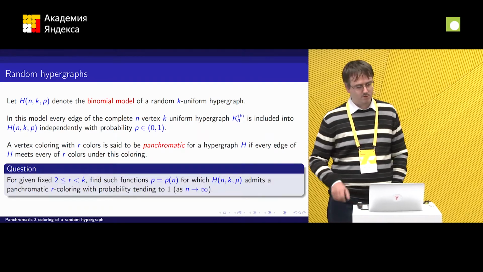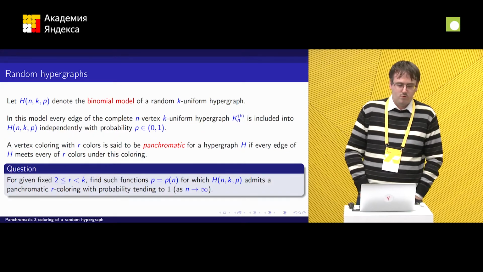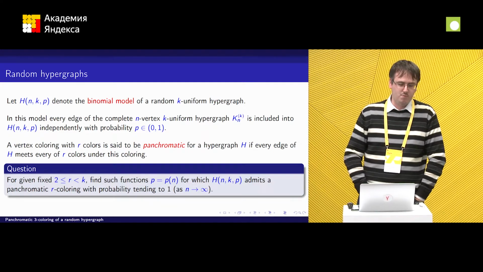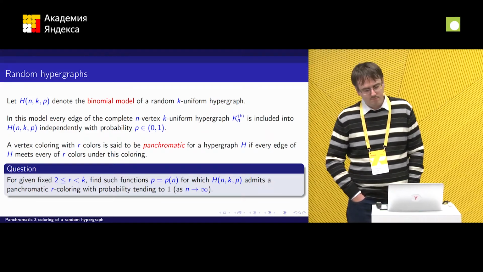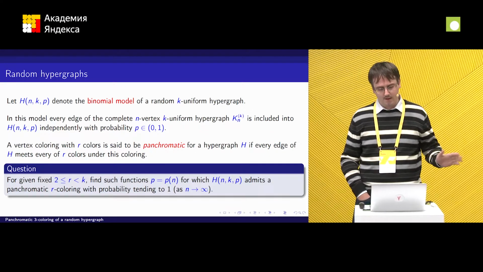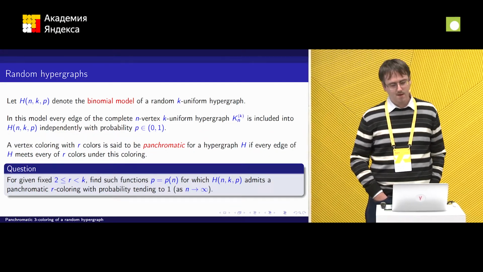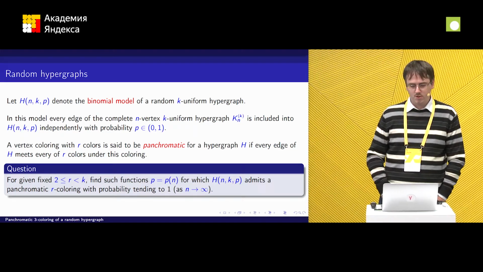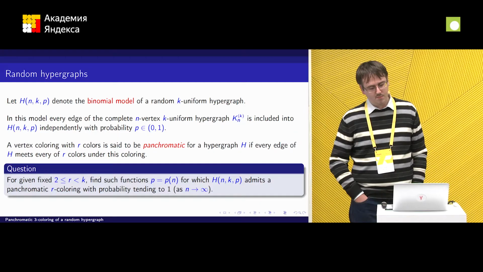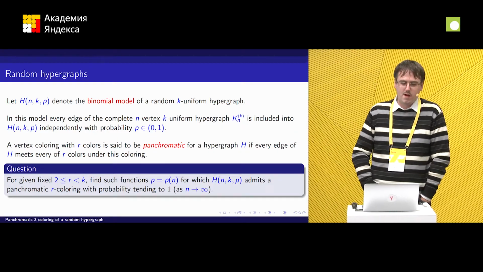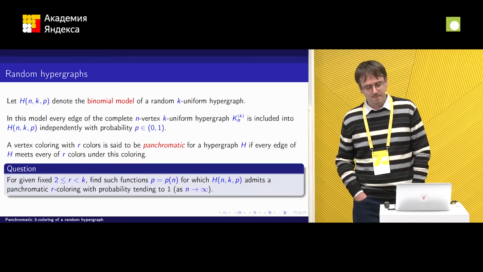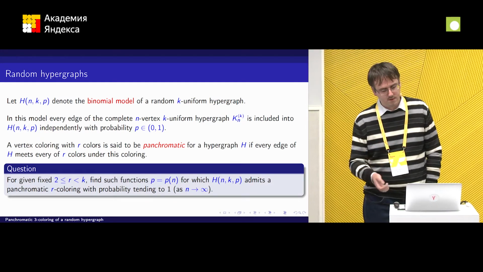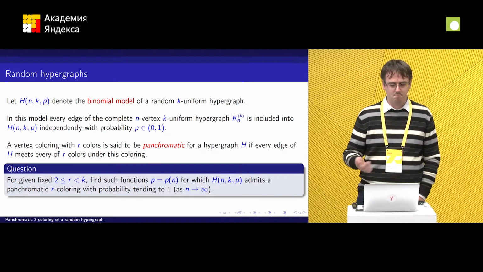And here is the main question. We want to find, for given fixed numbers r and k, where r should be less than k, maybe it can be equal to k, but we will consider less than k, probability functions p for which our random hypergraph admits a panchromatic r-coloring with high probability, with probability tending to 1 as n tends to infinity. So the number of colors r and k are fixed, and p is a function of n.